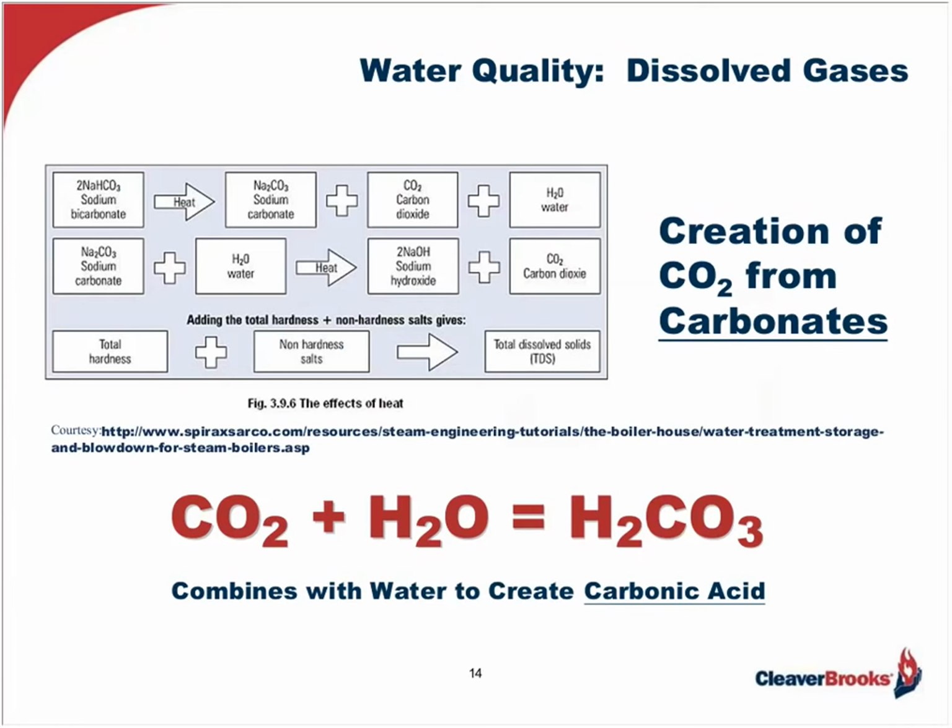You see that we start with sodium bicarbonate, apply heat, leaving carbon dioxide and water. Or we have sodium carbonate and water, apply heat, and we have sodium hydroxide and carbon dioxide. In either case, we have CO2 bound in the steam flowing through all the steam piping. And when the steam gives up its latent energy, resulting in condensate or water, it combines with the free CO2 to form carbonic acid, H2CO3.